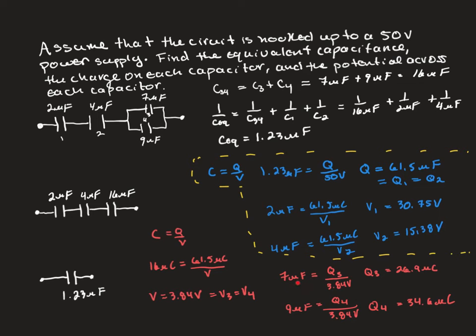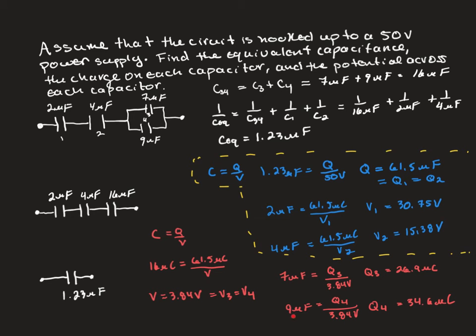I can then use the individual capacitance of the capacitor to find the charge. So how much goes to the left, how much goes to the right. So 7 microfarads times 3.84 is 26.9 microcoulombs, and 9 microfarads times 3.8 volts gives you 34.6 microcoulombs.